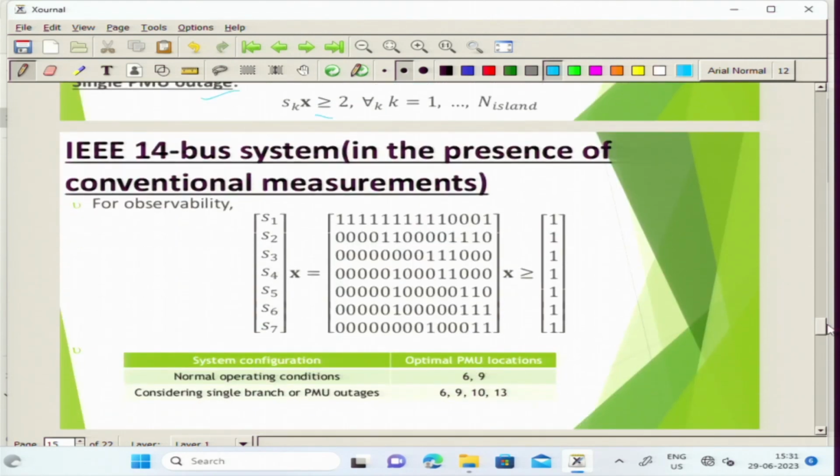So again, IEEE 14 bus system in the presence of conventional measurements. For observability, 1, 2, 3, 4, 5, 6, 7, into x is equal to this A into x matrix. So there should be at least one observability. With normal operating conditions, the optimal PMU locations are 6 and 9, whereas considering single branch or PMU outages, the number of PMU locations would increase to 4.